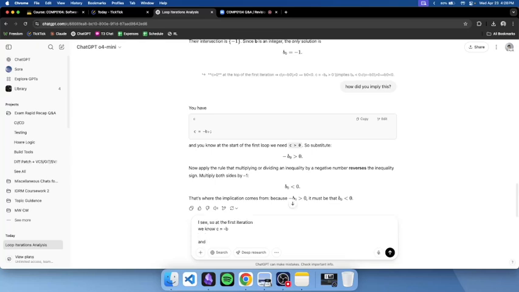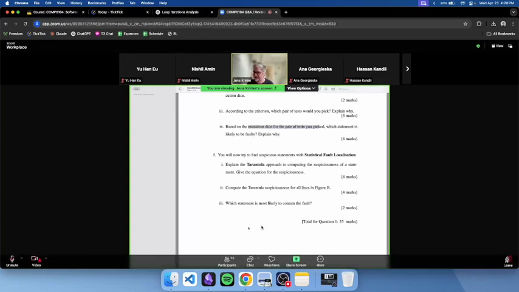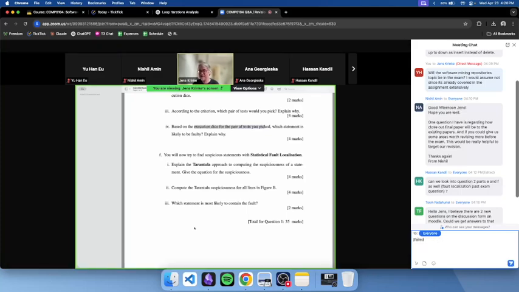Okay, going through, the other question was F. You will now try to find suspicious statements with statistical fault location. Explain the Tarantula approach for computing the suspiciousness of a statement. Give the equation for the suspiciousness. Now that's a good question, because can I remember the equation for Tarantula? I can't at the moment, because I'm not preparing for an exam. I have my head somewhere else.